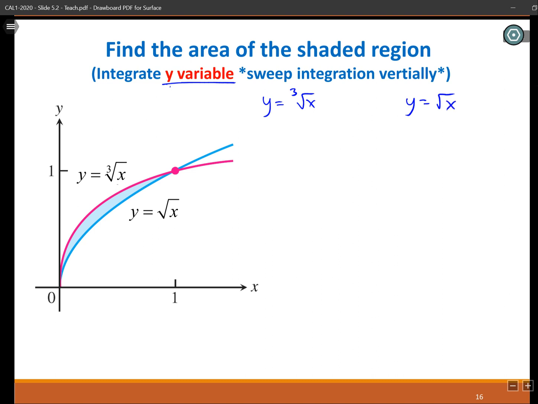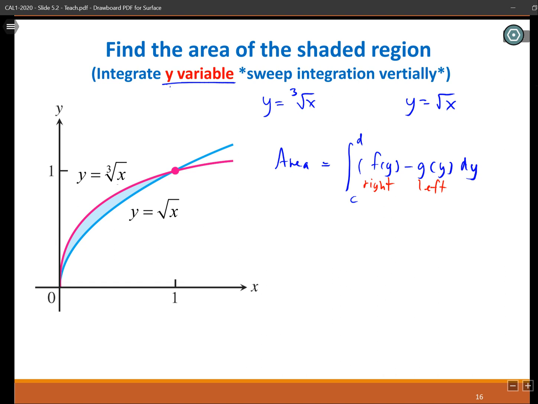And we need to use the formula that is modified to work on the y variable. So in this formula, we have this area equal to the integral of f(y) minus g(y). Perform integration on the y variable, starting at y equal to c, ends at y equal to d. And you need to know that f(y) right here has to be the right-hand side curve, and g(y) has to be the left-hand side curve.